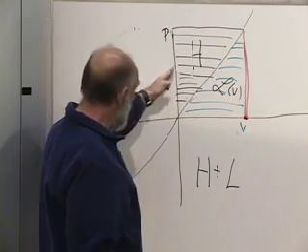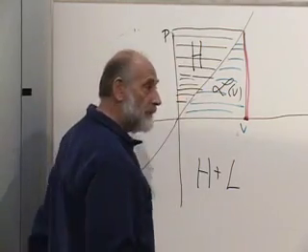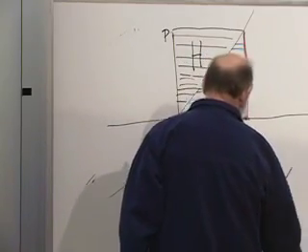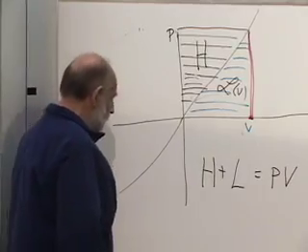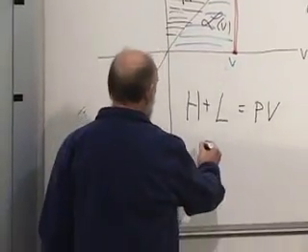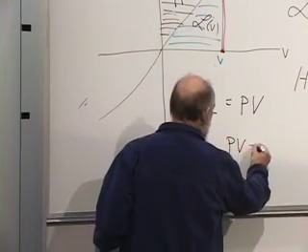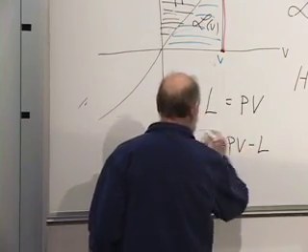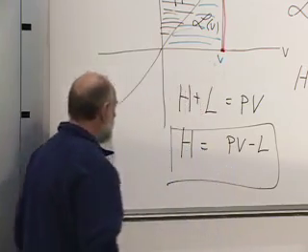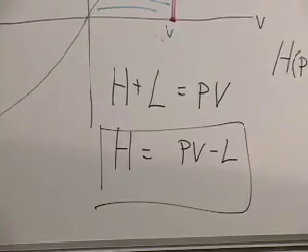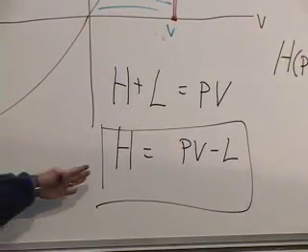What's the area of the rectangle? It's P times V. This is usually written as H is equal to PV minus L. But it's clearly the same thing. For some reason, we tend to think of L first and then try to figure out what H is.